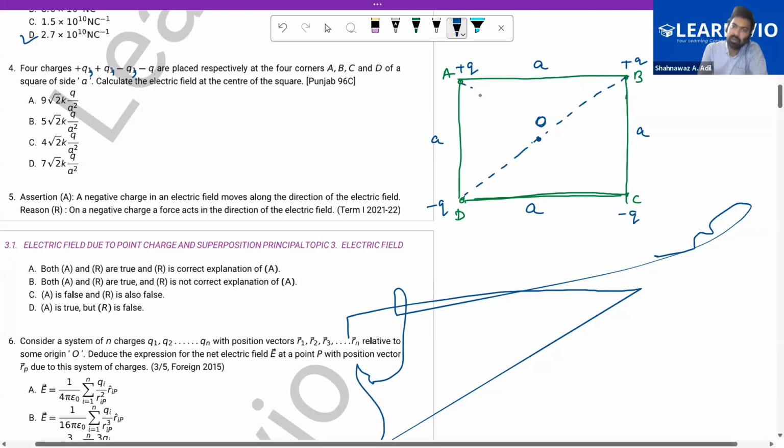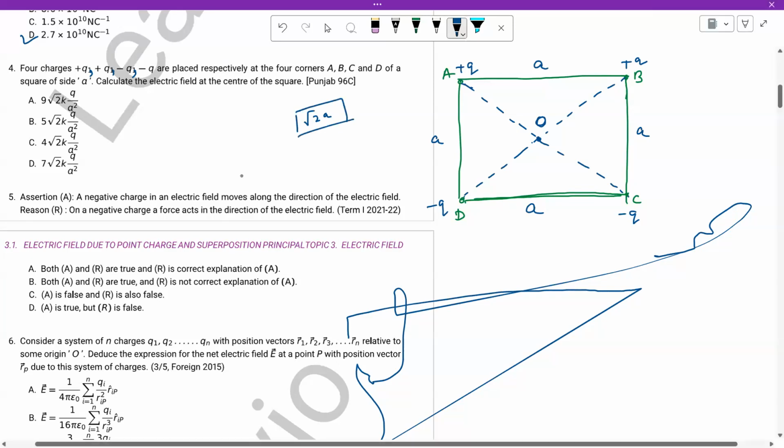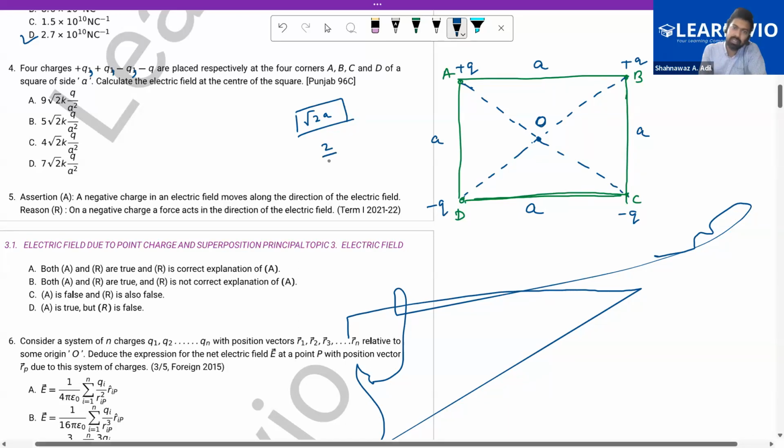This diagonal would be how much? This is A, so that would be root 2A, right? Yeah. And I can write root 2A as 2 by root 2, so this is root 2, right?